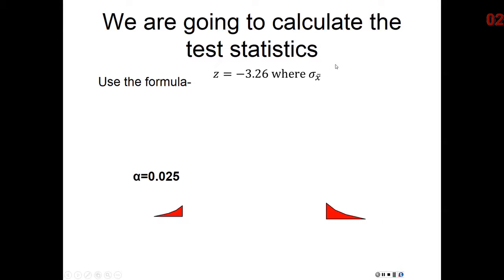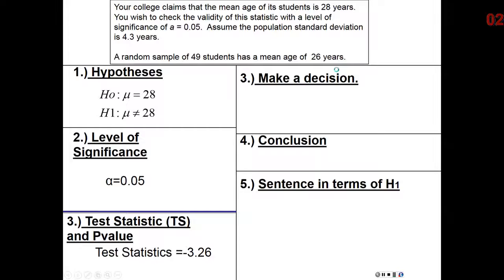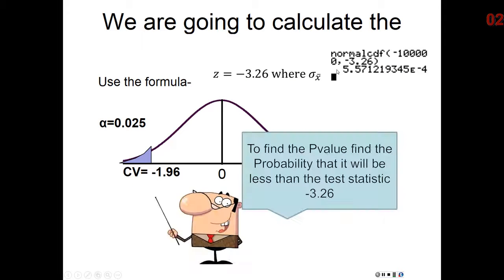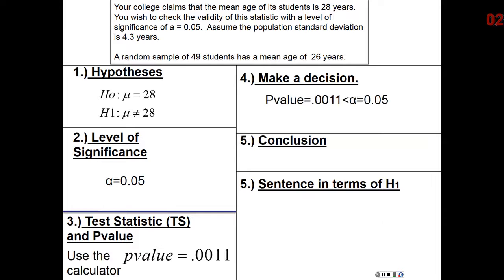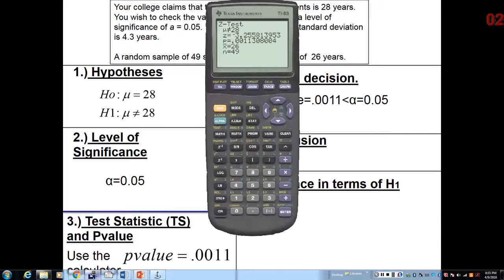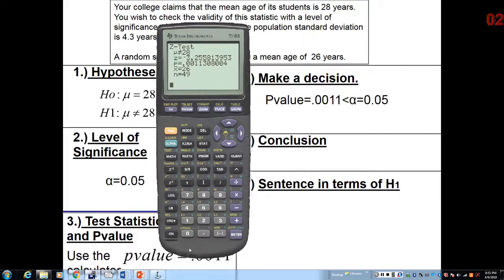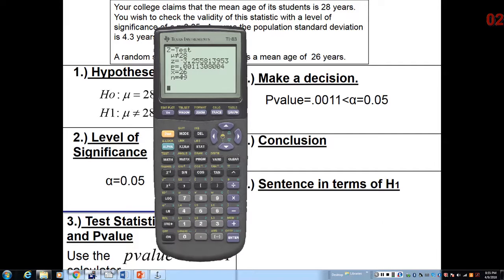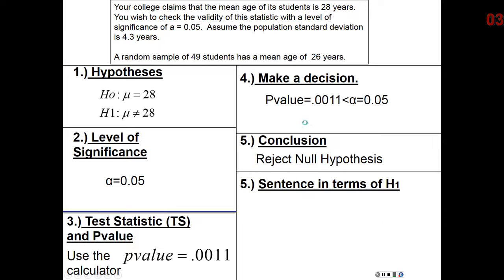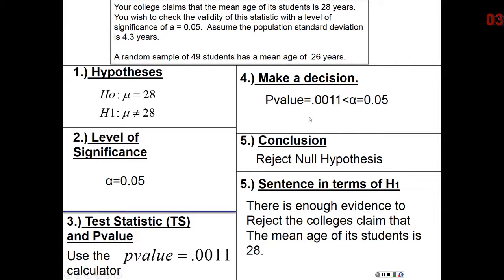See that negative 3.26? Okay, so there, you get to that one right there. See? 0.0011. That's your p-value. Your p-value is less than your alpha, reject the null, and you state it, you do the sentence.